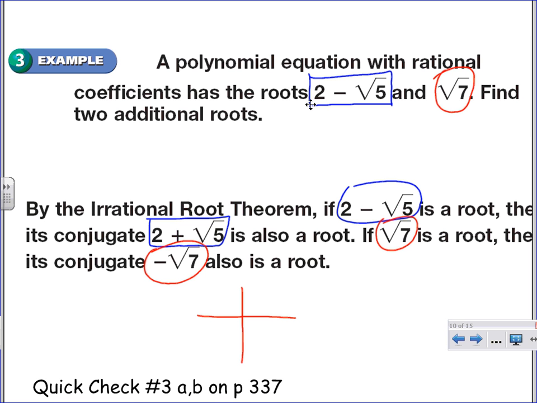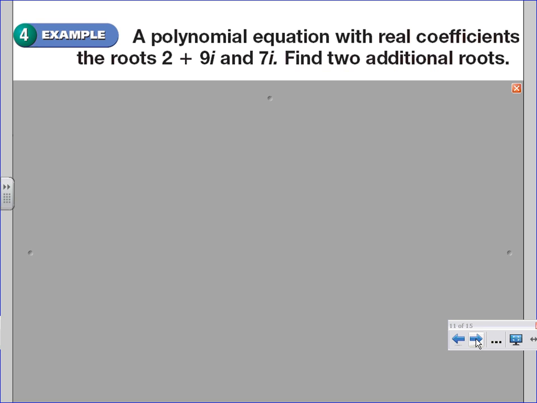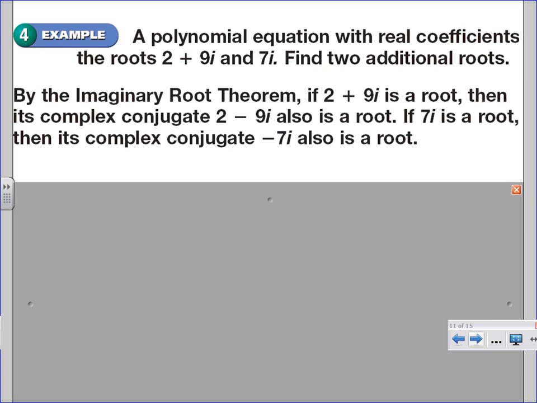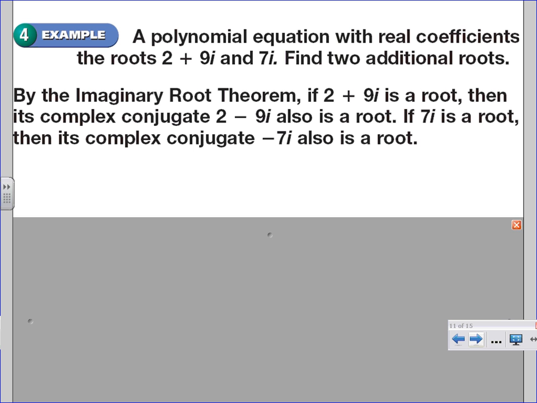They come in pairs. So we're going to work this same kind of magic for irrationals as we do for imaginaries, okay? And we're going to use it predominantly, irrationals, that's nice, but we're going to use it predominantly for our imaginaries. For example, if I've got 2 plus 9i as a root, I know that 2 minus 9i is also a root.